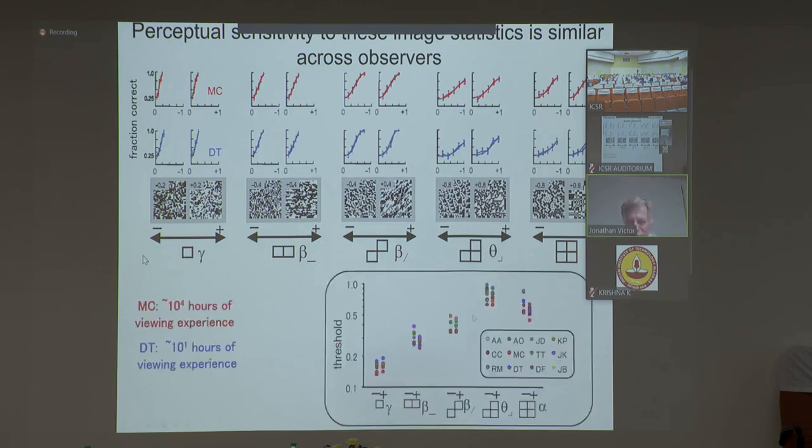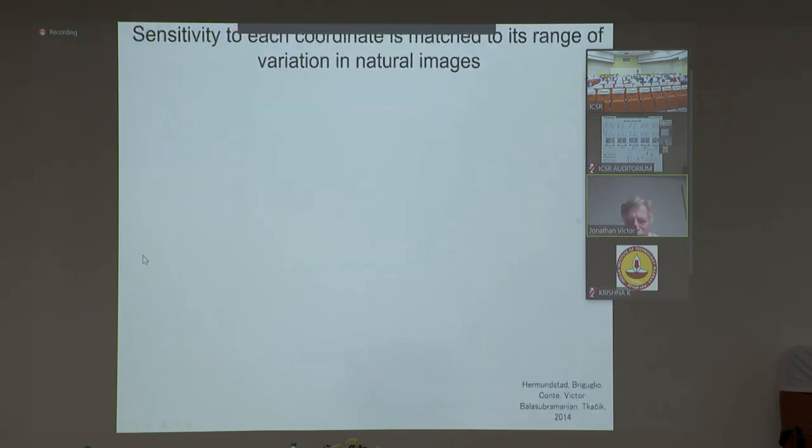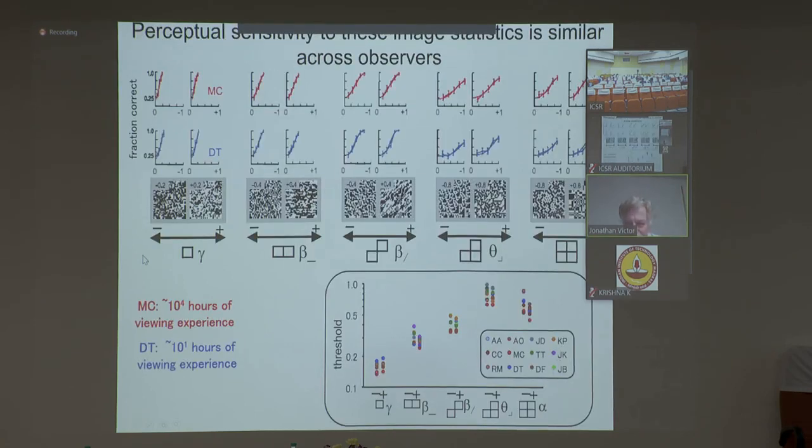And when we look across a range of subjects, we find a very characteristic pattern of thresholds: the lowest thresholds for dot density, the next lowest thresholds for pairwise correlations, the next lowest thresholds for four-point correlations, and oddly, the thresholds for three-point correlations are highest. This is a way of characterizing what our visual system cares about as far as visual texture.